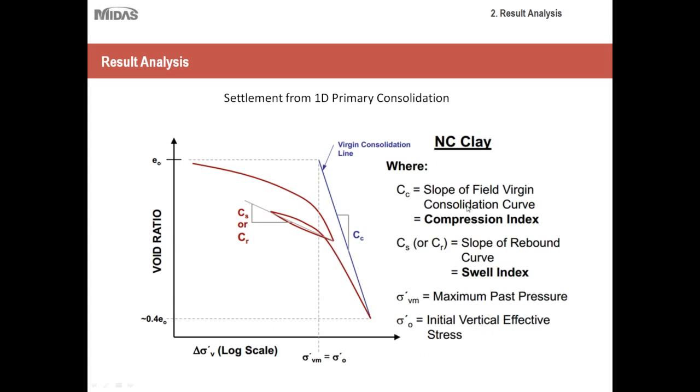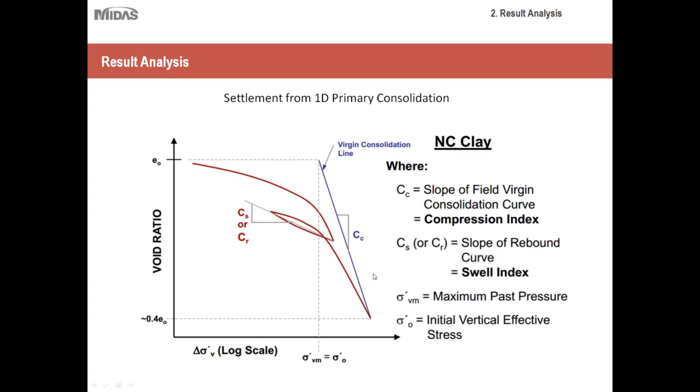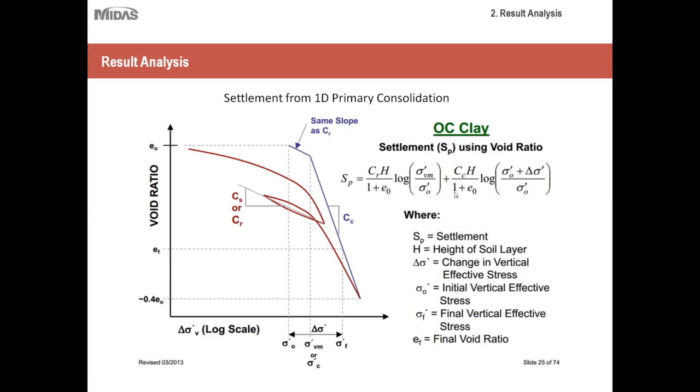What really matters is first how to plot this graph, and then how to interpret it and get these particular results. So really, it all starts with determining the maximum past pressure using this methodology here. Once you do that, you can get your virgin consolidation line, and you can get your compression index. And then once you have this loop plotted out here, you can get the slope of the rebound curve, or swell index. And then once you have that, you can use this to get your primary settlement.